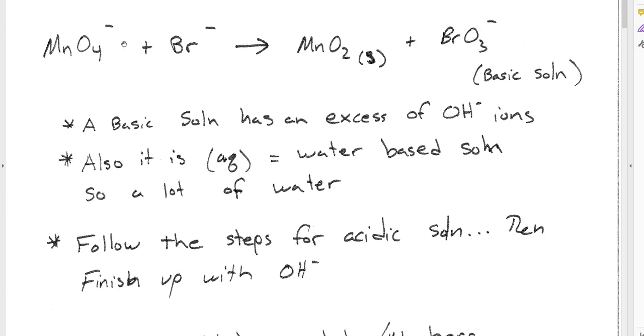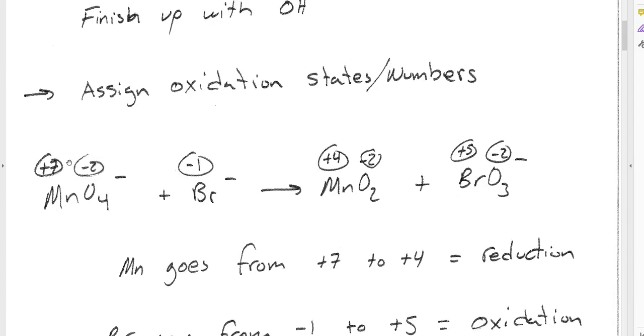Remember what our first step was: assign oxidation states. So here's our oxidation reduction reaction. Let's assign oxidation states to everything in the reaction. I circled them here. In permanganate, the oxygen's -2, and that means the manganese is +7. Bromide ion, that's an easy one. It's 1-, so its oxidation number is -1.